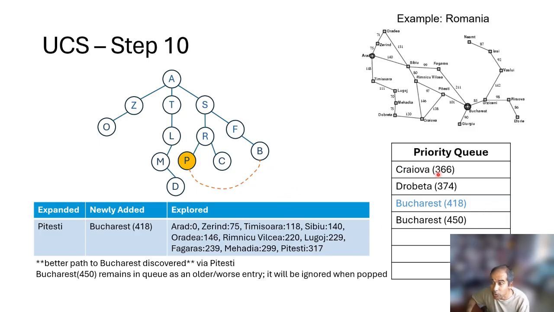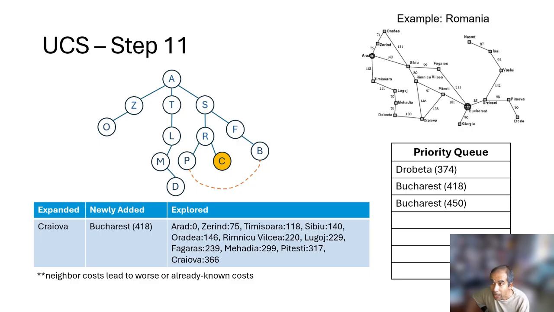So now the next one is Craiova. We take out Craiova and we find out that Craiova has Drobeta and Pitești already visited. So there is no other cheaper path. Drobeta is not already visited, but we have a longer path, so we just ignore it. And so neighbor costs lead to worse or already known costs. Okay. So next one we take out is Drobeta, and we know that all the children of Drobeta, Mehadia, and Craiova are in the explored list. So Drobeta has no children to add.